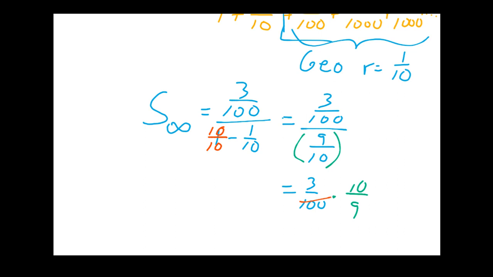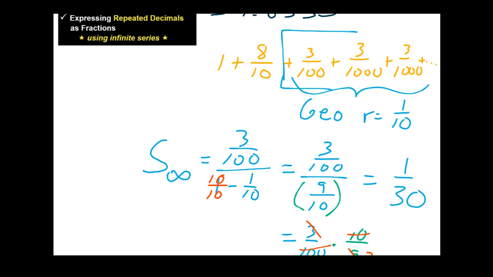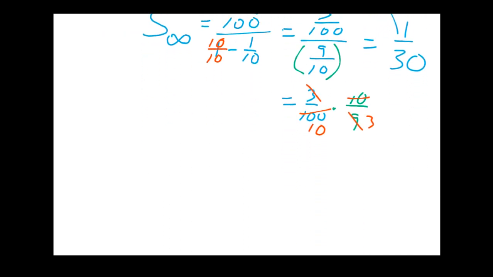Get a little cancellation going here. And it looks like we end up with 1 over 30. Now, what's 1 over 30? Well, that's the value of the sum of all these repeated numbers. But I still have a 1 plus 8 over 10. Well, just take that 1 plus 8 over 10 and add it with your 1 over 30.